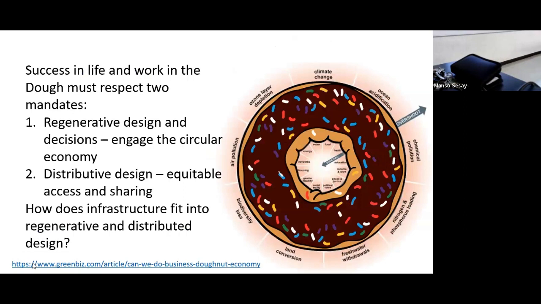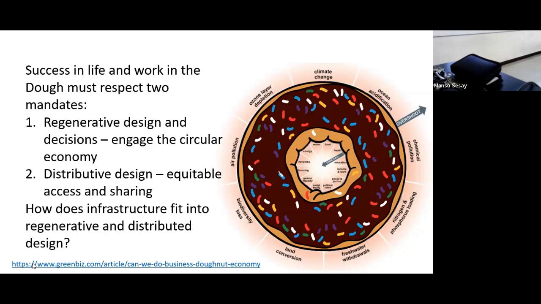Success in life and work in the dough must respect two mandates for the long term. Regenerative design. That means you don't just use something once. You think about reuse. You think about recycling. You think about design for disassembly and reconstruction. You're thinking about this all the time. And distributive design, where everyone is getting equitable access and they're getting the opportunity to share in the economy, in the environment, in the social aspects, in all of this.